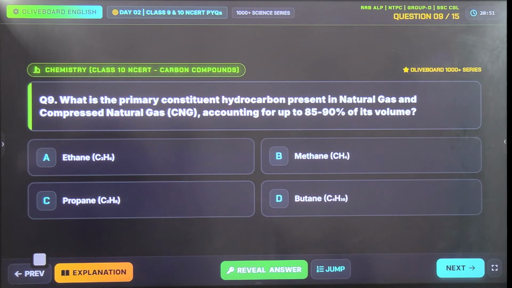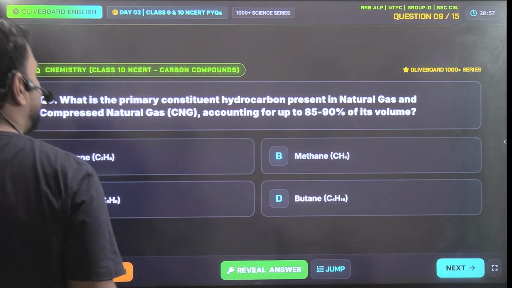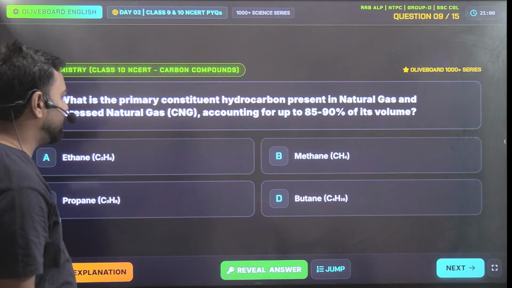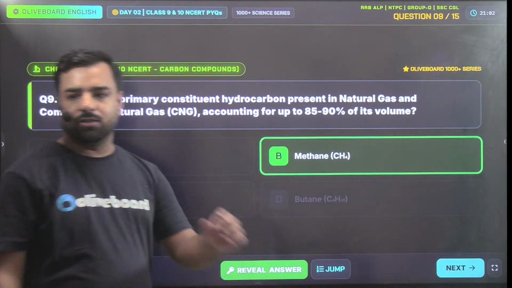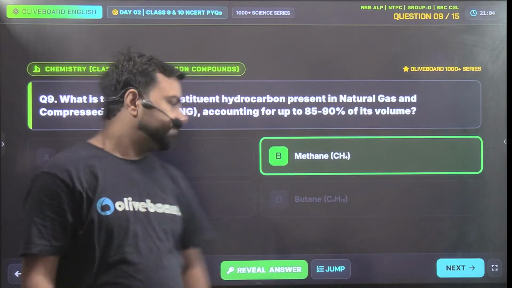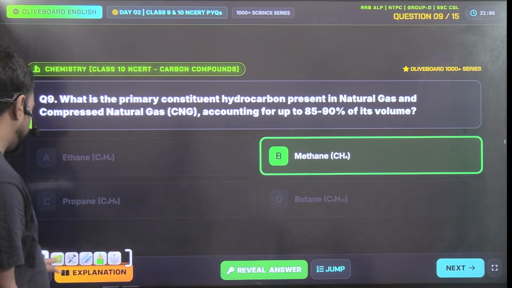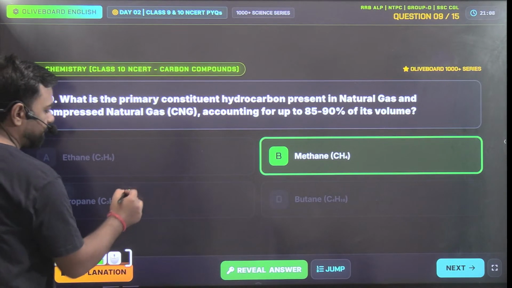So this time Natasha is going with B and Ankita is going with C. Let's see who will be correct here. So this time Natasha, you are 100% correct. The correct answer will be methane. So Natasha, that's great. Ankita, if you're taking propane, let me explain to you about the propane and butane.